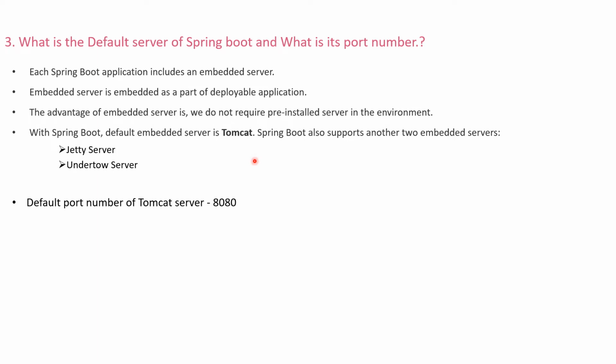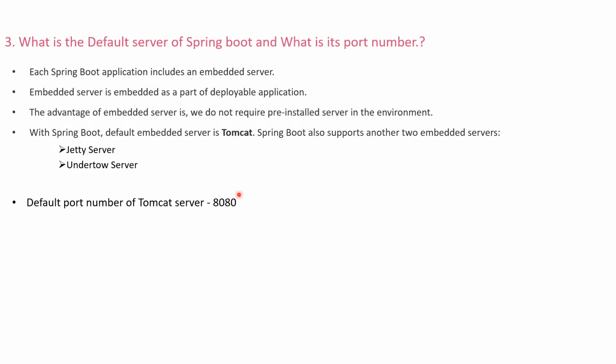So whenever we are deploying on dev, QA, etc., we no need to go again to install and keep that server configuration. Spring Boot itself gives us the embedded server, which is the Tomcat server. Spring Boot also supports two other embedded servers, Jetty and Undertow. And what is its port number? The default port number of the Tomcat server is 8080.